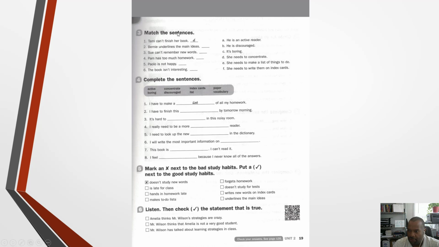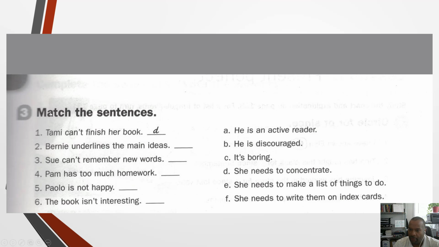Okay, so on page 19, we will start with number 3. All right? Number 3 is match the sentences. First one is done for us. Tammy can't finish her book. They answered D. She needs to concentrate. Okay. So let's look at this one. Number 2. Bernie underlines the main ideas. Let's see, what would this be? I chose A. He is an active reader.